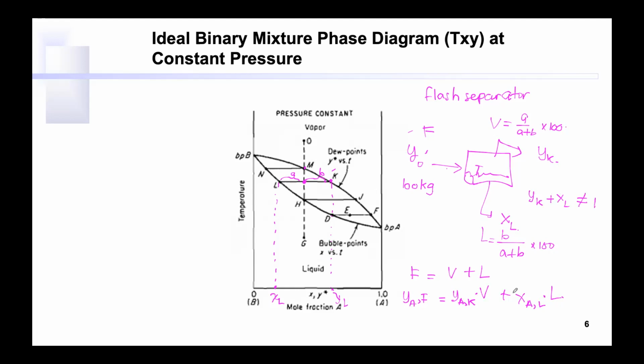We're going to use a lot of mass balance and component balance later on in distillation to make sure that our component A is balanced, of course, in the vapor phase and also in the liquid phase. So this is the basic of one stage of distillation. Okay, any other questions?